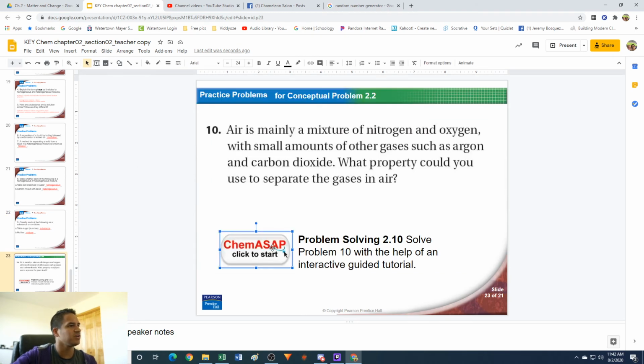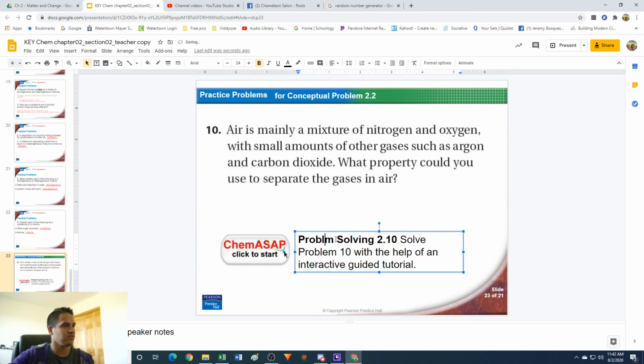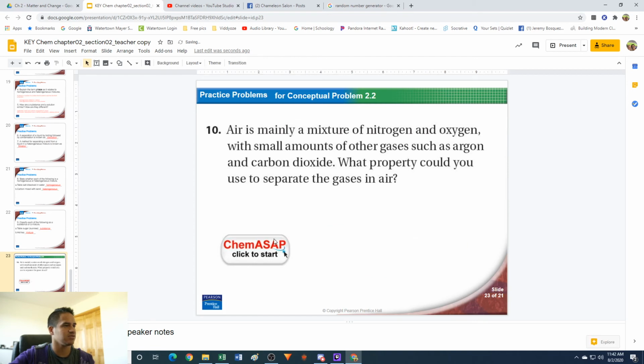All right, last question here. We'll delete this stuff if we can. Oh, can we get rid of this? Yes. All right, anyway. Air is mainly a mixture of nitrogen and oxygen with small amounts of other gases such as argon and carbon dioxide. What property could you use to separate the gases in air?